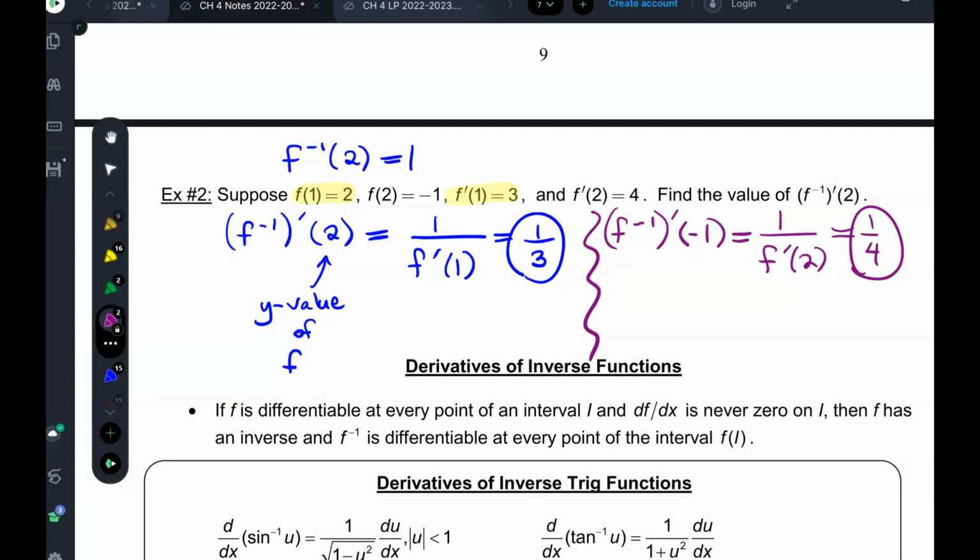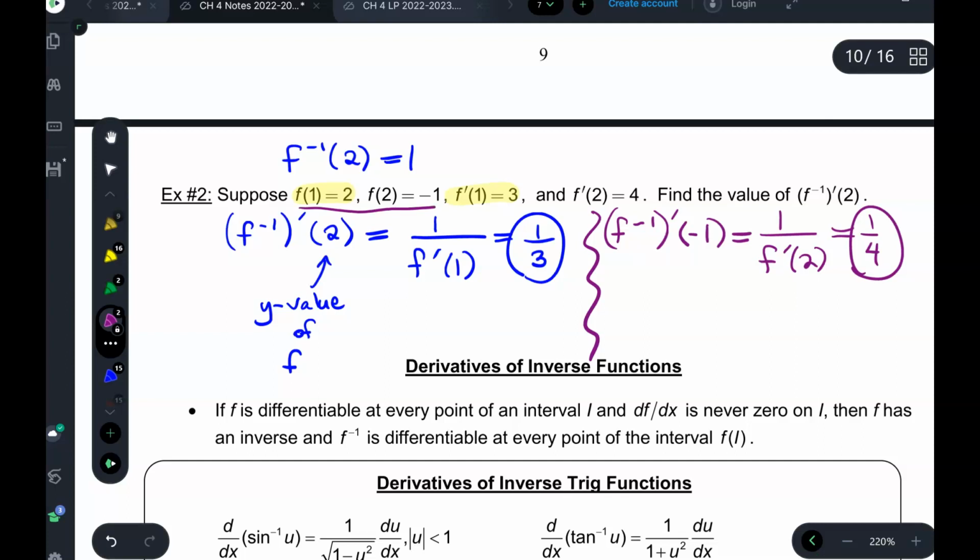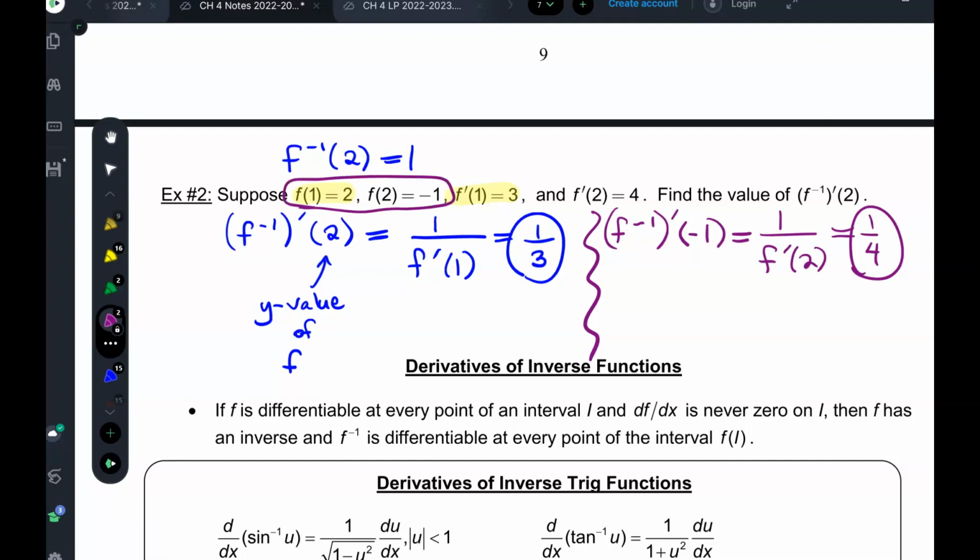So the F of 1 and the F of 2, those two things on the top, those are the inverses, and right next to them are the derivatives. Well, these are actual points on the original function. What's in parentheses is our X value, and what it's equal to is the Y value. So if f of 1 equals 2, I know f inverse of 2 equals 1. If f of 2 equals negative 1, then f inverse of negative 1 equals 2. It's just telling you what the points are.